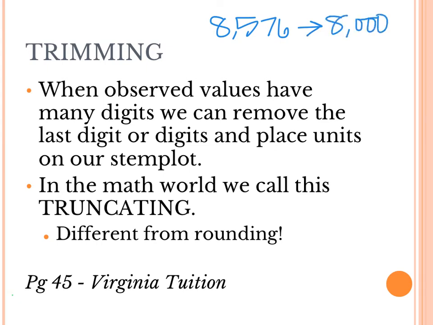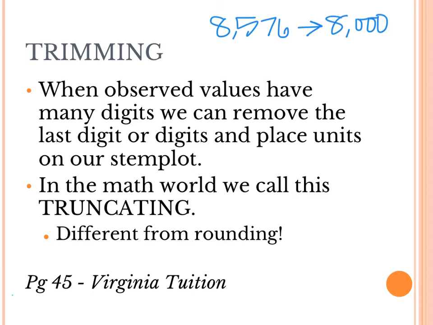So again, it's different from rounding because we know 8,576 would round to 9,000 if we were rounding to the nearest thousand. So truncating just chops off these last values, makes them a bunch of zeros, and then we can drop the zeros when we make our stem plot so that it's a little bit easier to read.